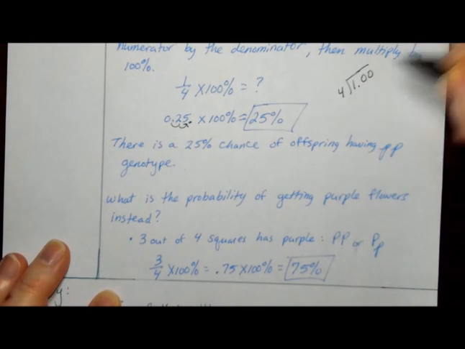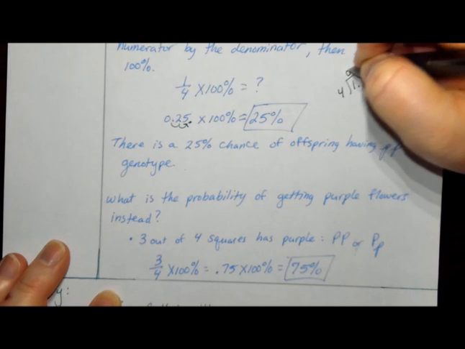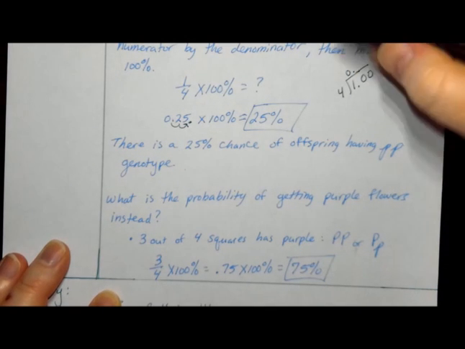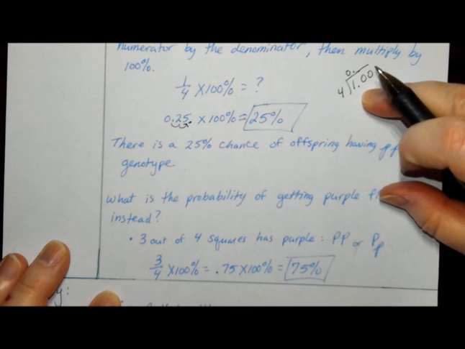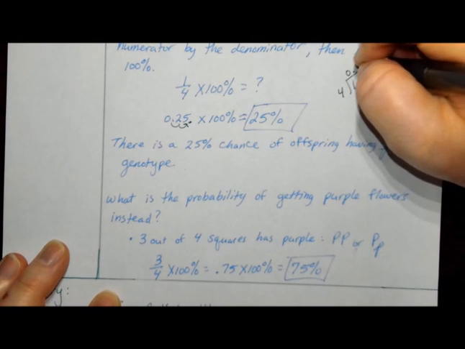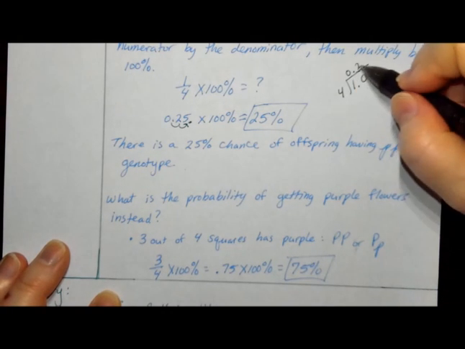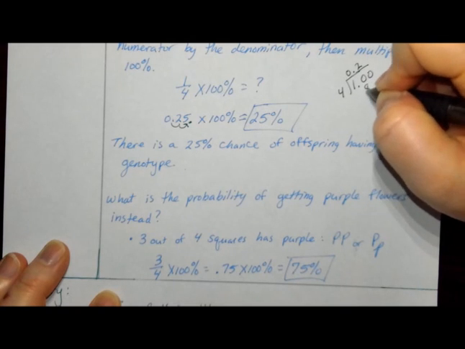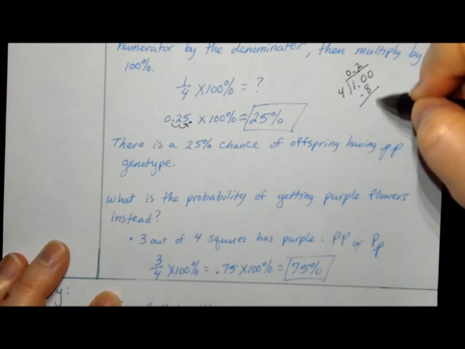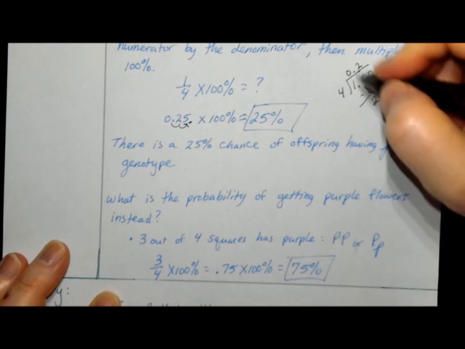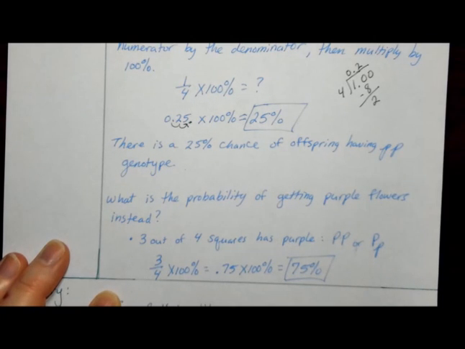How many times does 4 go into 1? It doesn't. So I'm going to put my 0. I'm going to bring up my decimal place. How many times does 4 go into 10? It goes twice. So I'm going to put a 2. 2 times 4 is 8. So I'm going to subtract 8. 10 minus 8 is 2. 2 is less than 4. We're on a good track.